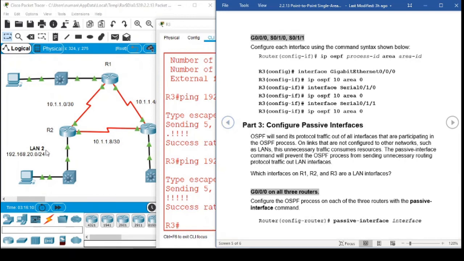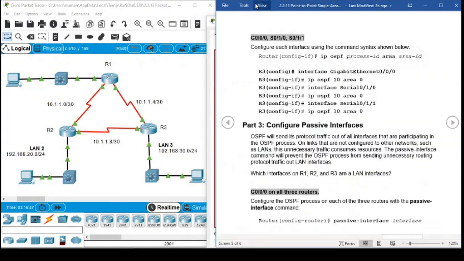For example, on router 2, the interfaces connected with other routers don't need the passive interface configuration. But the routing updates going out of this gigabit Ethernet interface are unnecessary, because here the systems are connected, and systems don't need the routing information. So for this router we can make the G0/0 interface passive. Similarly for router 1 we make this interface passive, and for router 3 we make this interface passive. You got my point? That is the concept of the passive interface.